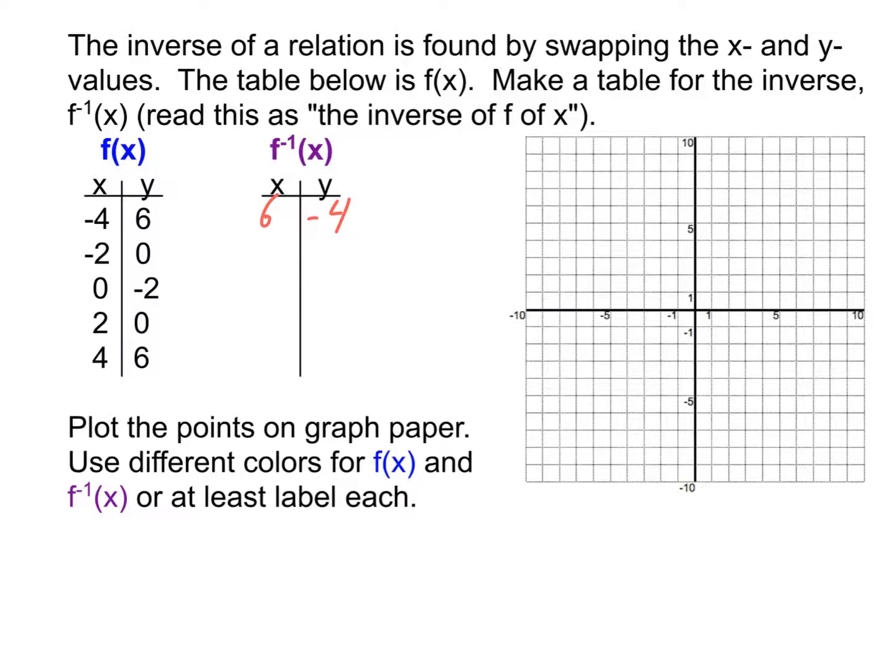All right, and so as I go down and fill in the rest of this table, all I'm doing is switching the x and y values. So negative 2, 0 becomes 0, negative 2. And we just keep switching those x's and y's to see what our new points are going to be.